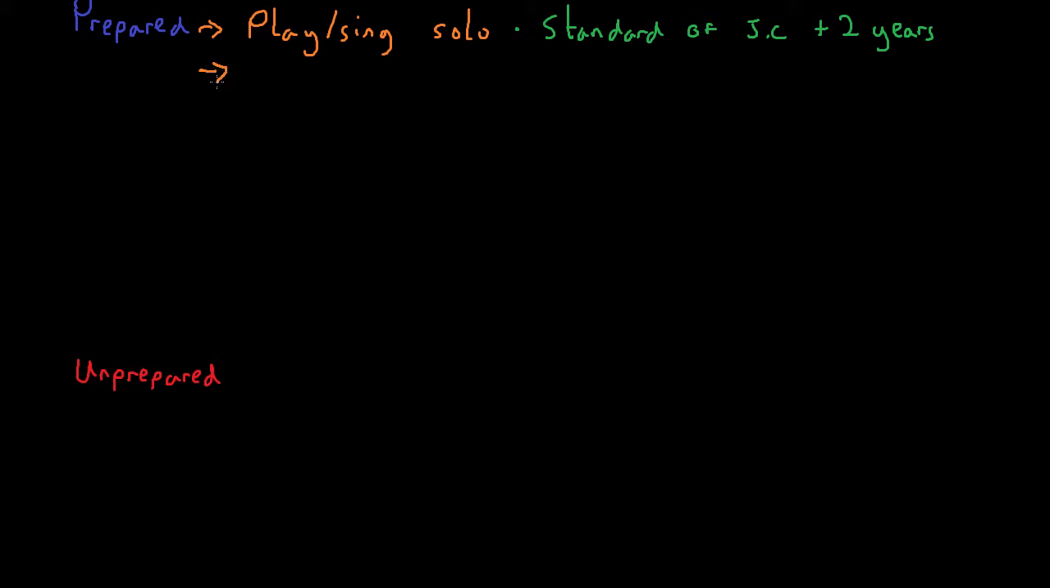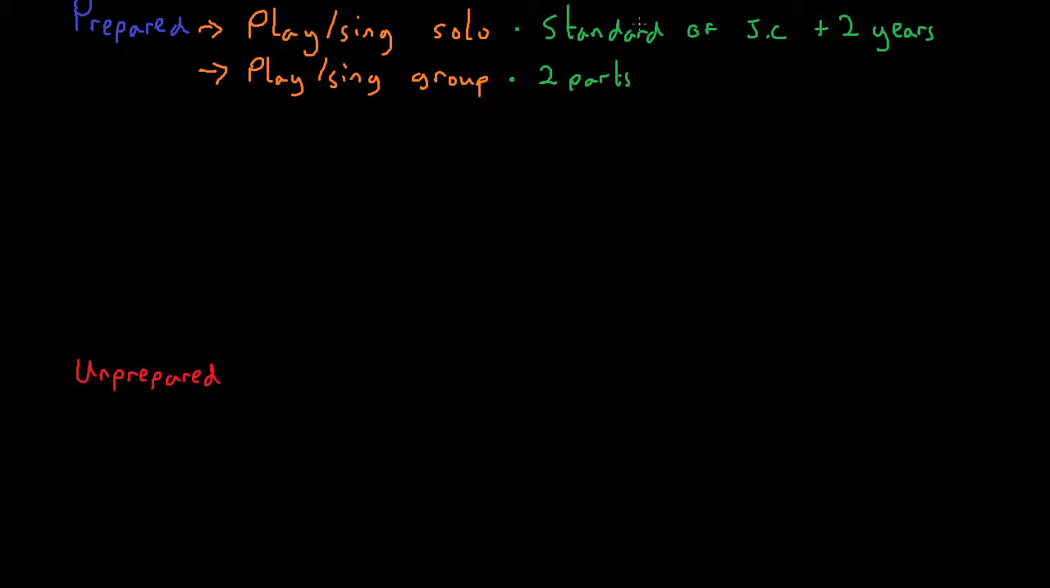Another option then is to play or sing as part of a group. So I'm just going to write that here. Play or sing as part of a group. If you're playing or singing as part of a group, you also have to be of a standard of junior cert plus 2 years. But there are several other restrictions that you need to keep in mind. The piece of music you play or sing has to have at least 2 parts. So for example, if you're a guitar player with a band, you're going to want to have a bass part that is different to your own part, or a vocal part that's different to the guitar part.